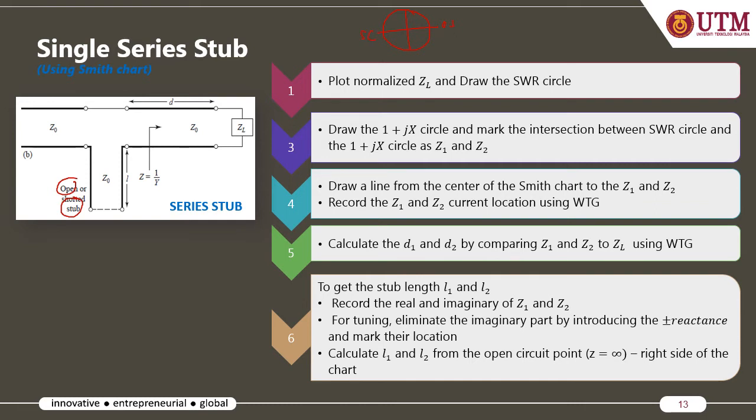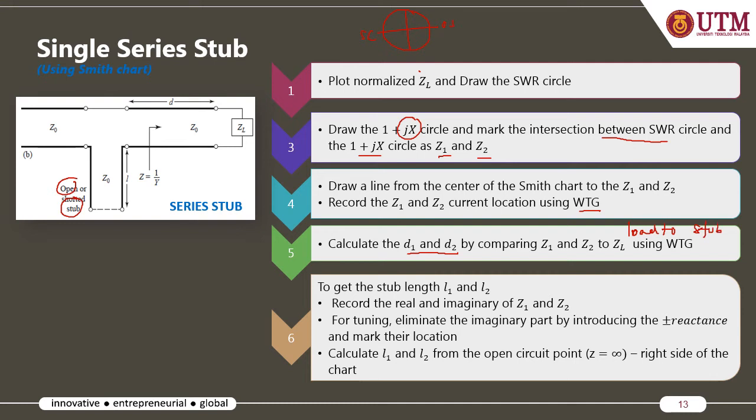Alright, so the first step, as usual, is to normalize the ZL and then draw the SWR circle. Next, you draw the 1 plus jX circle, so you have the reactance value, and then plot the intersection between the SWR circle and the 1 plus jX circle. So now you have two intersections, Z1 and Z2. Then you mark the current position of Z1 and Z2 to get the D. Record the position using wavelength towards generator, and then calculate D1 and D2 by comparing it to the position of the load. So you need to compare the load to the stub.